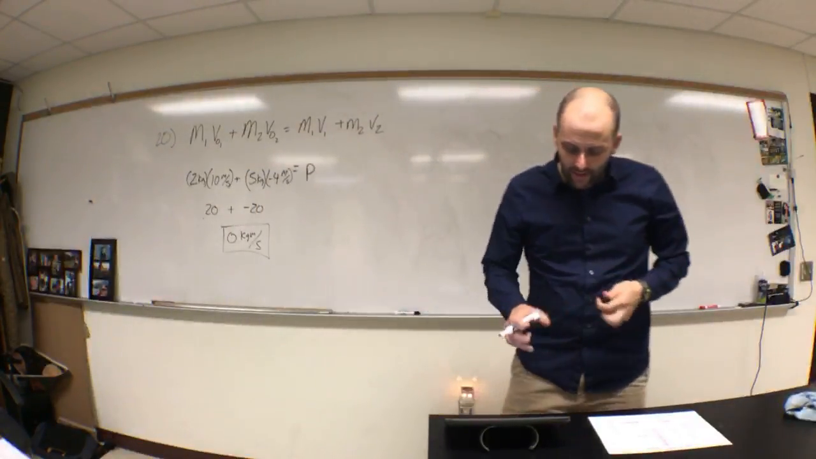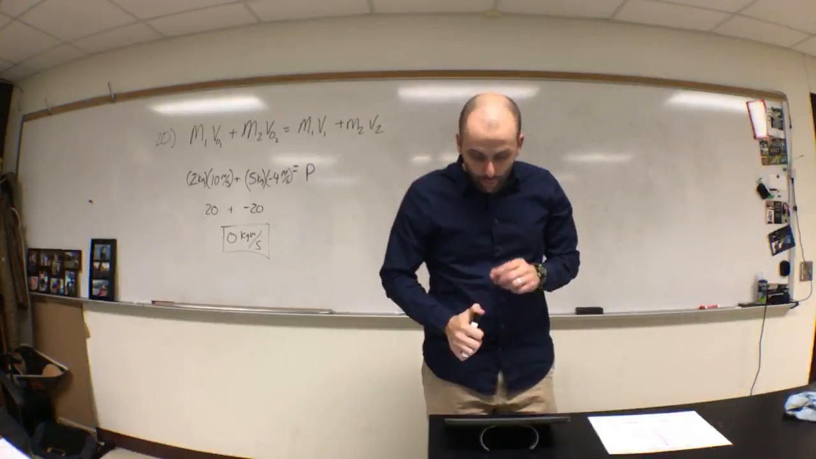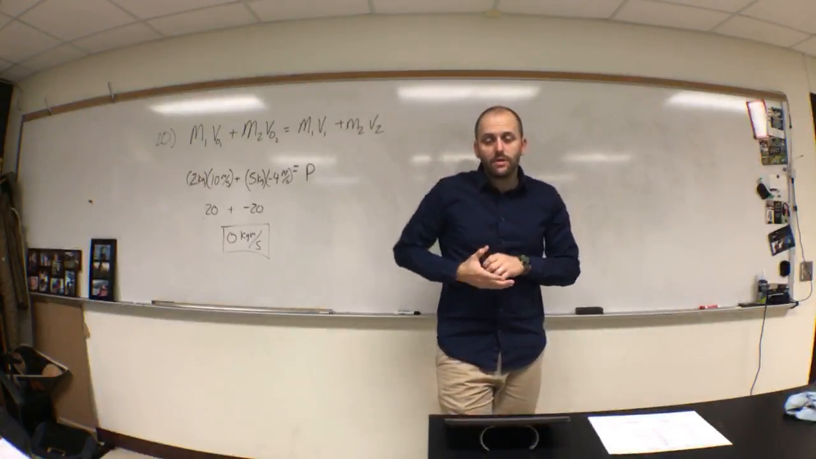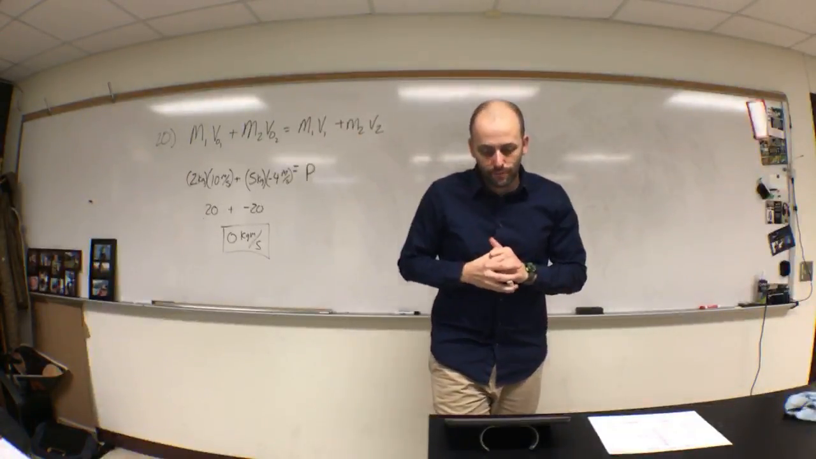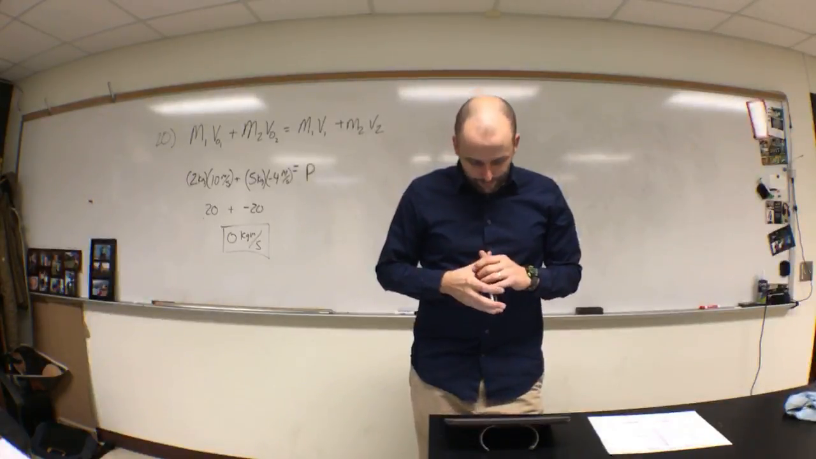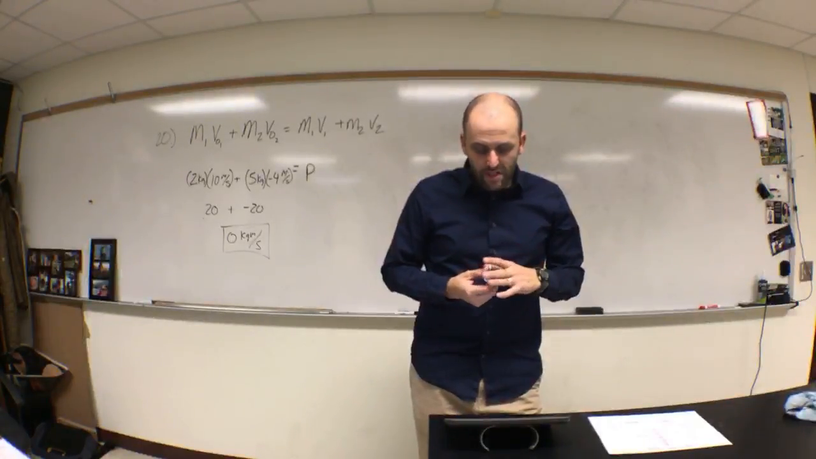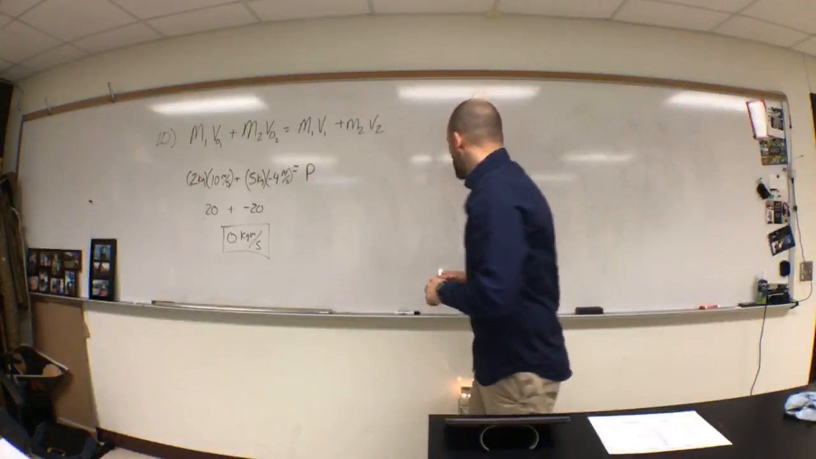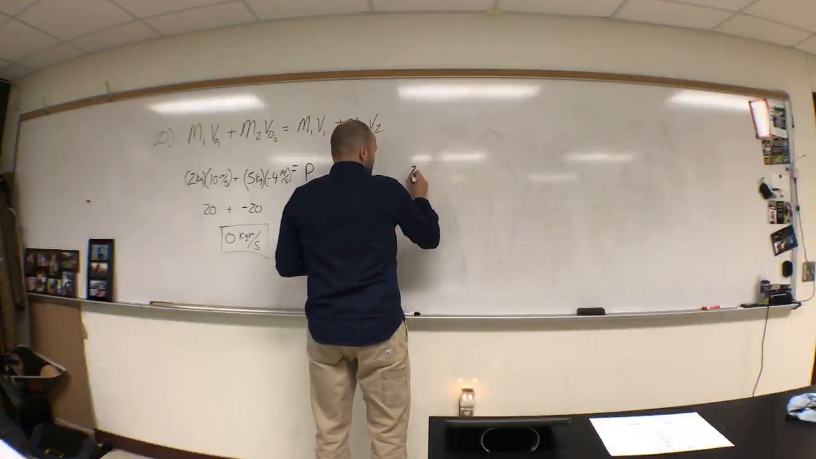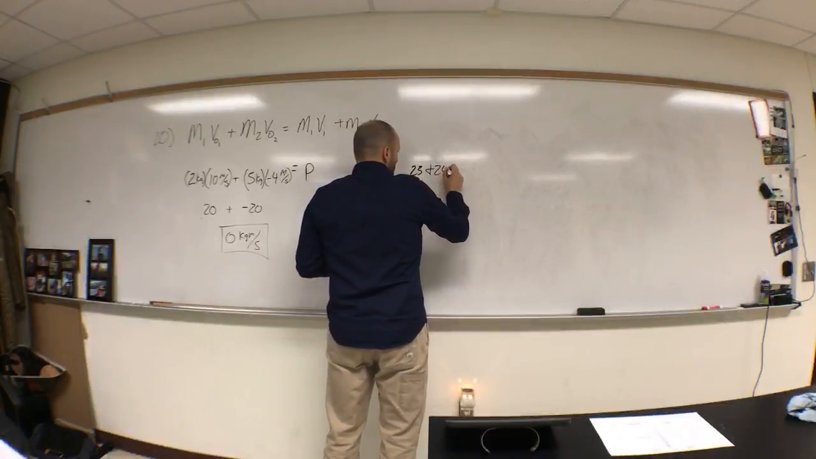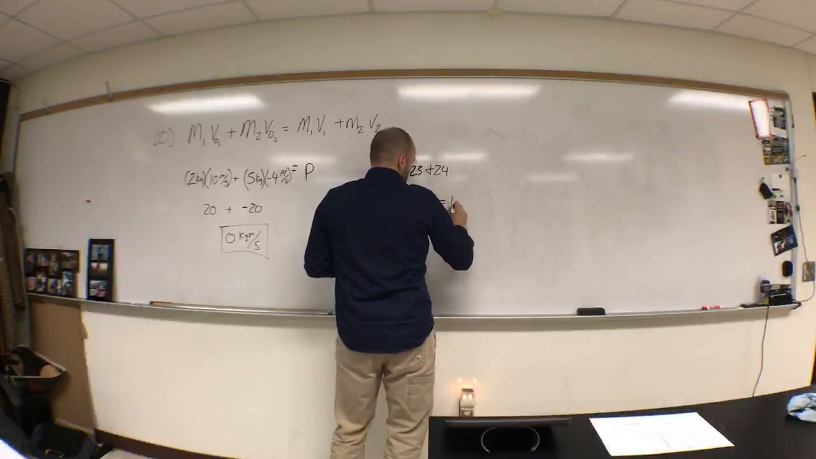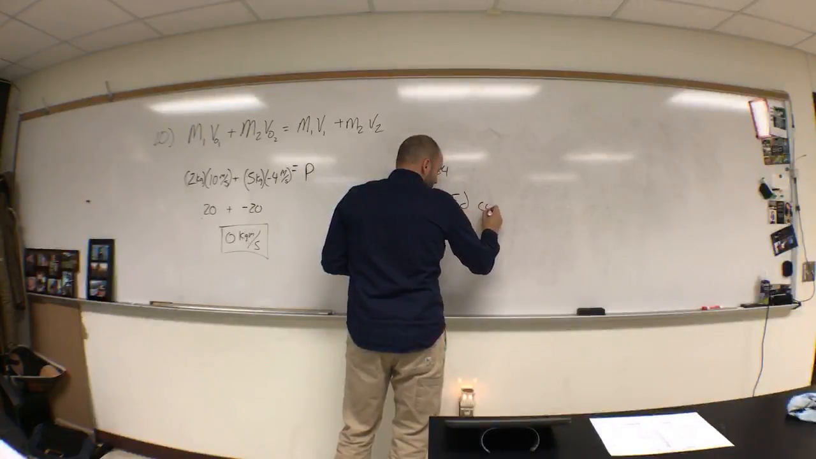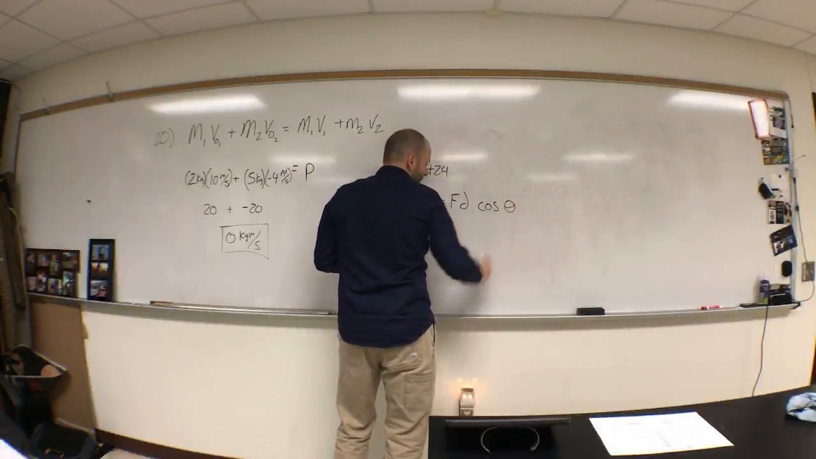Now the good thing is that number 22, we're not going to do. So you can mark out 22. 23 and 24 are basically saying the same things. So what we need to make sure we understand for 23 and 24 is the work equation: force times distance times cosine of theta.